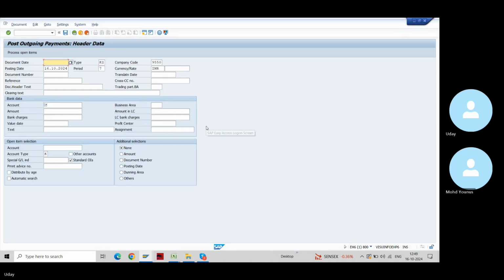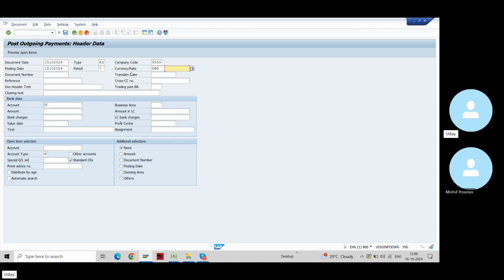53. 15th October, I'm giving here. 15th October. So here I have to give USD compulsory because we have accounted in USD. So we have to make the payment in USD only.